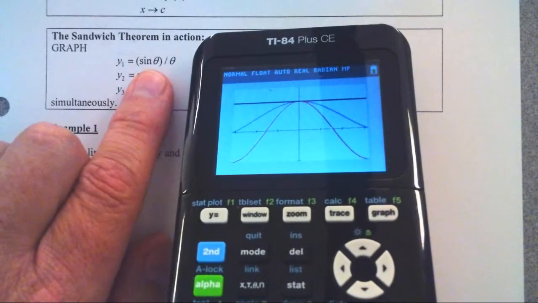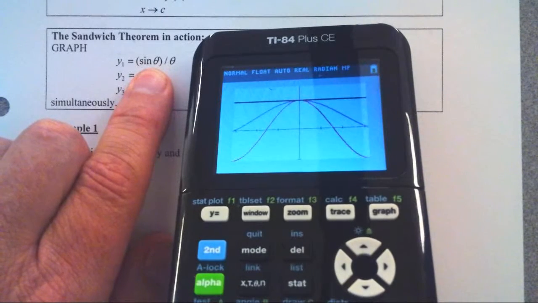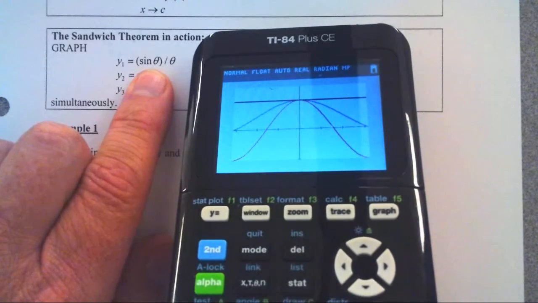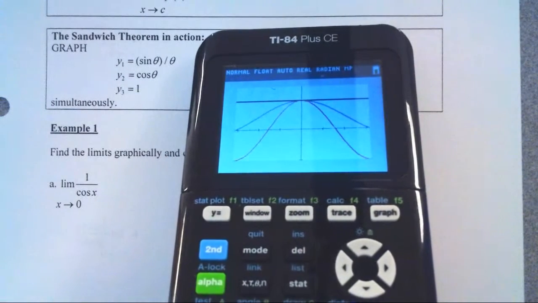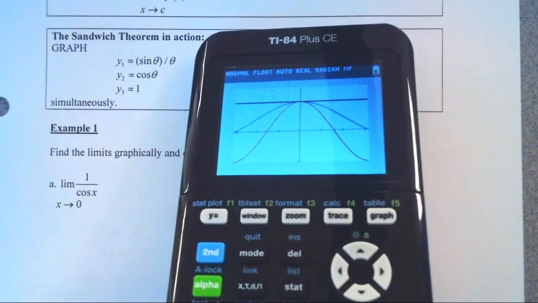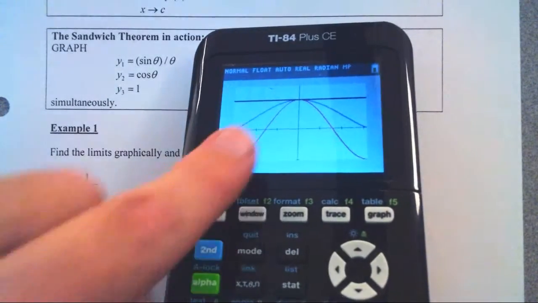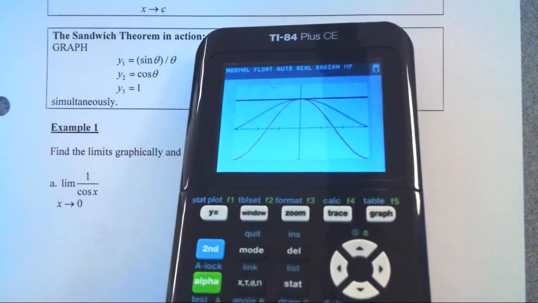But if it's always below the black, or not above the black, and never below the red, and the black and red come together, there's our sandwich theorem. There's the squeeze theorem. Okay? We'll use that quite a bit more, not necessarily in this section. But it does show us that that blue curve is getting squeezed through at 1.